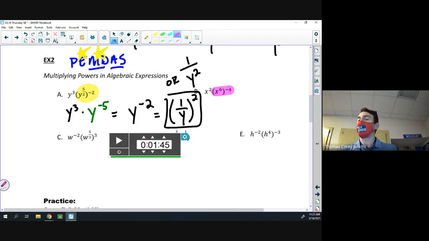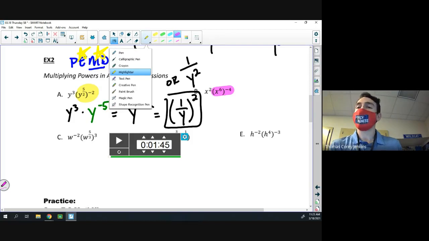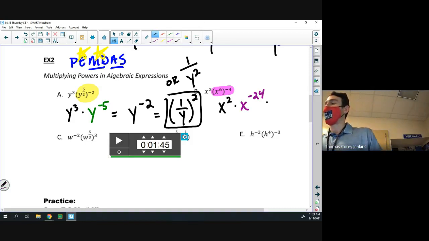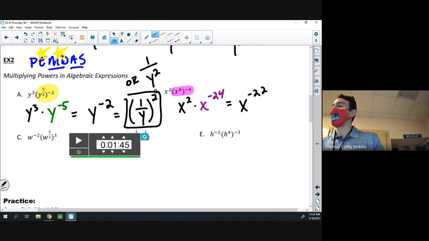So again, we're going to do the power to a power first. And so I get x squared times whatever. 6 times -4 is -24. So times x to the -24. Now we know I'm adding those two exponents to get x to the -22. And again, we need to clean that up. So we have a positive 22 exponent. So final answer, 1 over x raised to the power of 22.